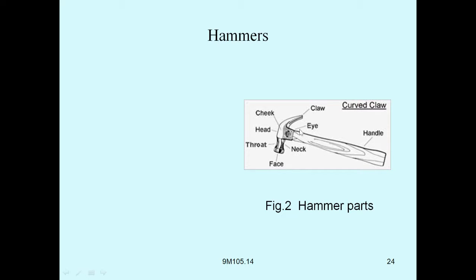Which is having a claw, hence it is called a claw hammer. We can see the parts of the hammer. This part is called the face, and this part is called the throat. Next, neck, head, cheek, eye, claw, and also a wooden or plastic handle. Mostly the handle is made with wood.